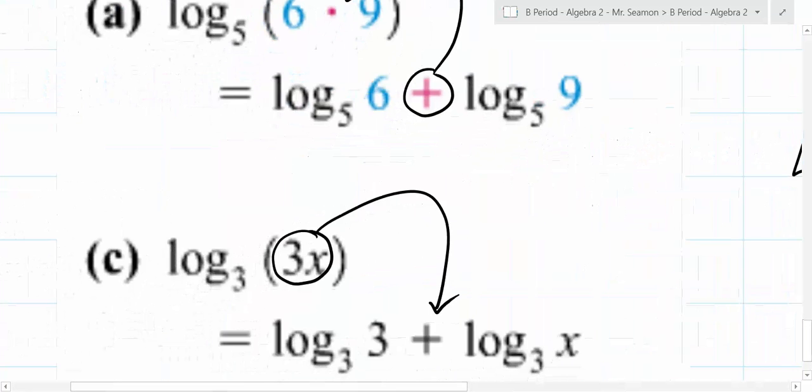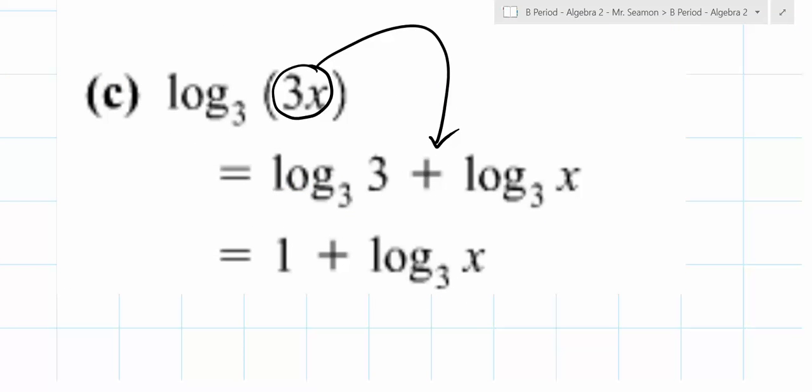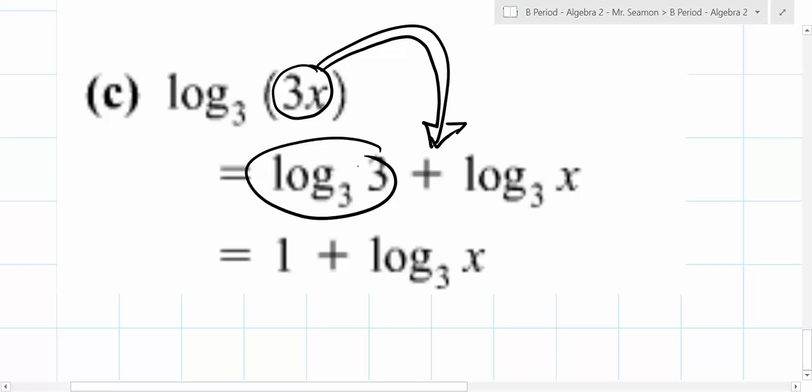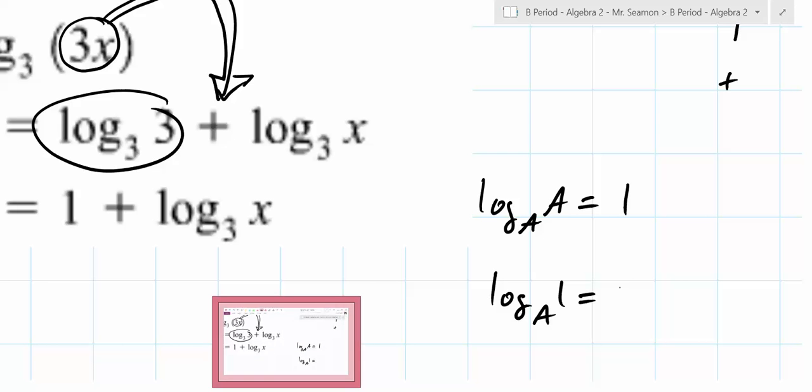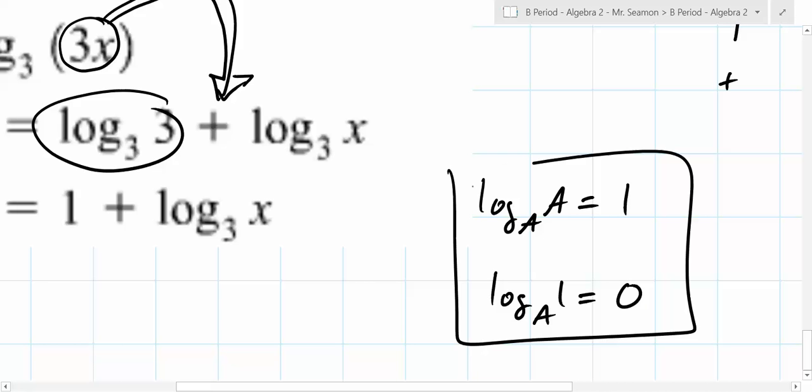So look at this one right here, this example. What does it say? Log base 3 of 3x. If you go outside, what operation does it turn into? Addition. And then what is log base 3 of 3? We talked about this yesterday. Do you remember we talked about that? If you have the same base, log base A of A is always equal to what? 1. It's always equal to 1. Log base A of 1, what is that always equal to? 0. It's equal to 0. This is from last class. You have to memorize a few of these things. Those are 2 of them.